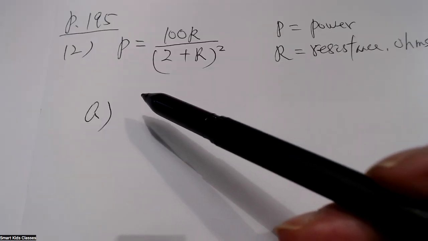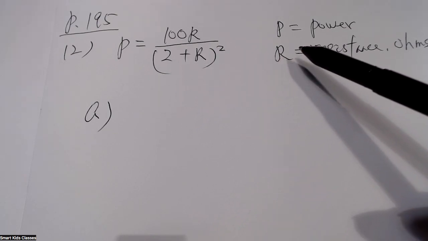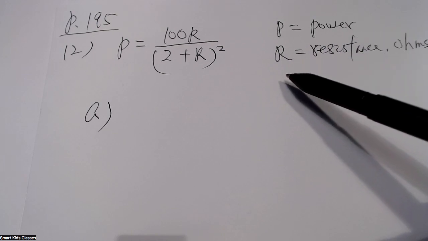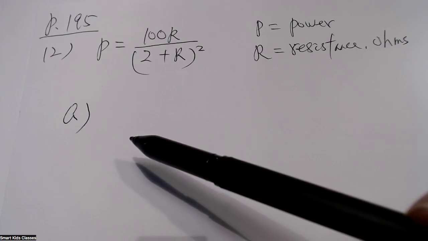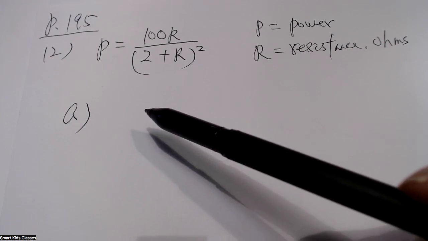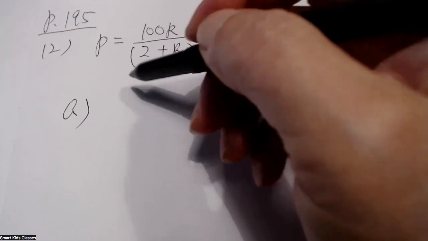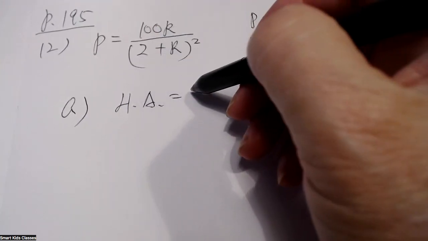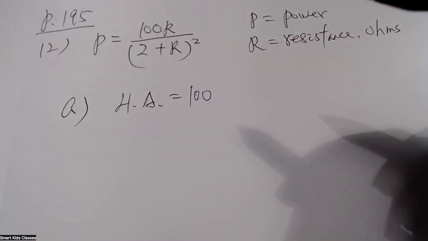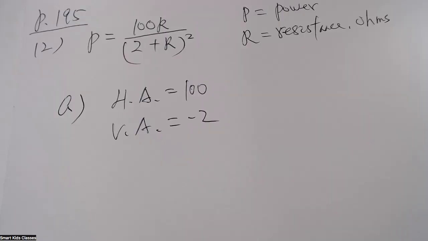Question 12, the function is P equals 100R over 2 plus R squared. P stands for power and R stands for resistance. Part A is asking you to plot it. To plot it, we are going to find the horizontal asymptote and vertical asymptote. The horizontal asymptote is y equals 100, and the vertical asymptote is x equals -2.